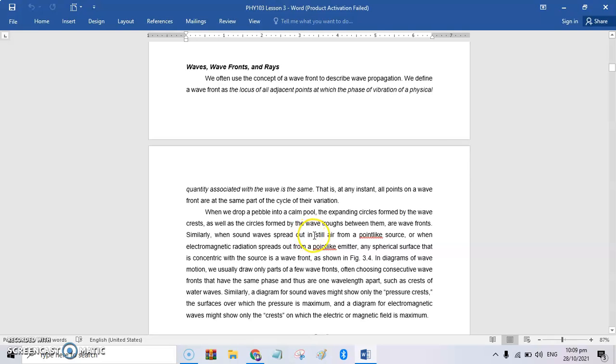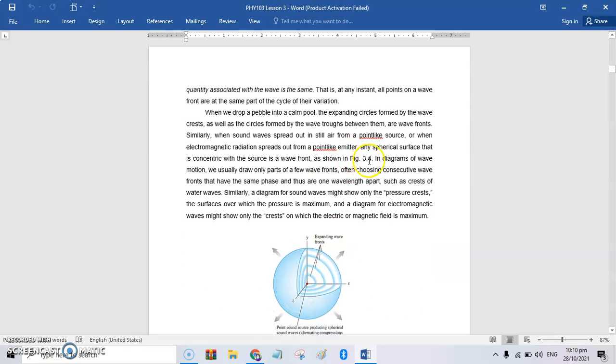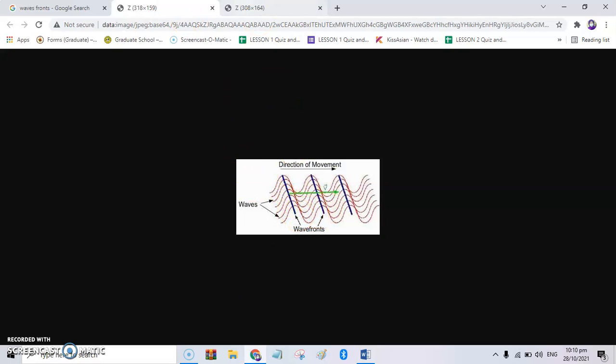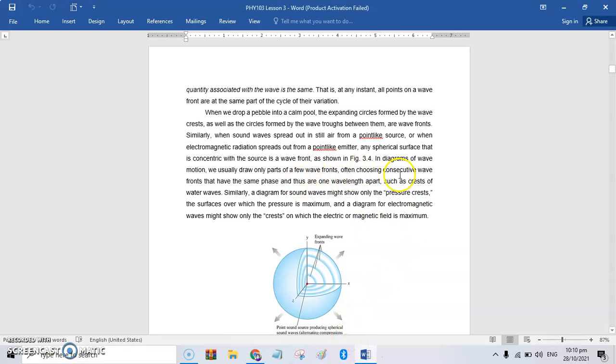Similarly, when sound waves spread out in still air from a point-like source, or when electromagnetic radiation spreads out from a point-like emitter, any spherical surface that is concentric with the source is a wave front. For example, in this figure, the diagram of wave motion, we usually draw only parts of a few wave fronts, often choosing consecutive wave fronts that have the same phase and thus are one wavelength apart, such as crests of water waves. Like here, they are one wavelength apart. Similarly, a diagram for sound waves might show only the pressure crests, the surfaces over which the pressure is maximum, and a diagram for electromagnetic waves might show only the crests on which the electric or magnetic field is maximum.